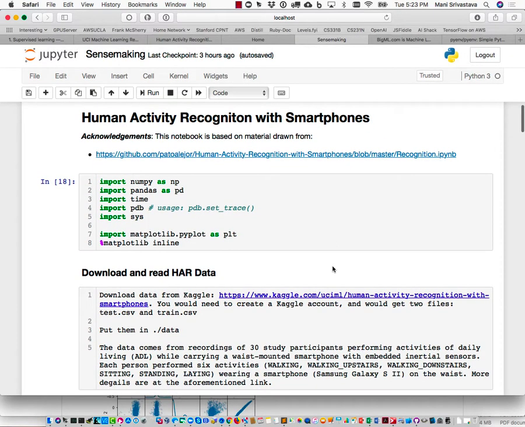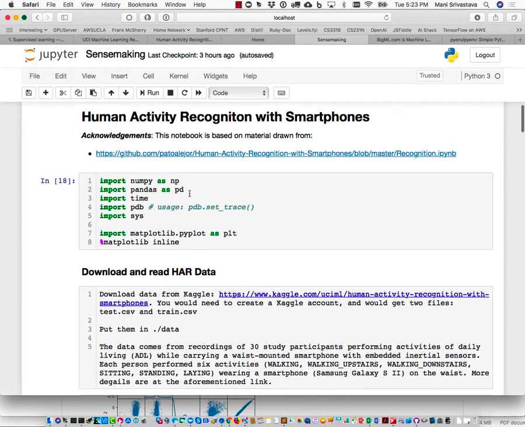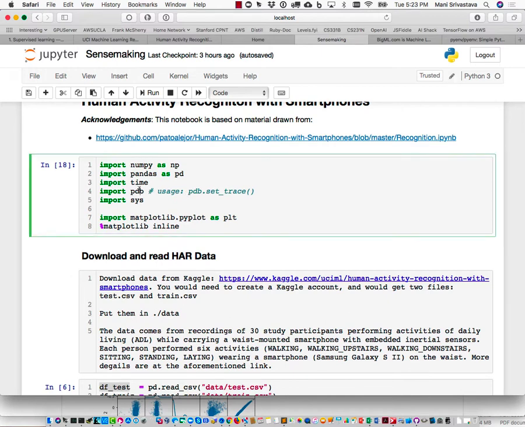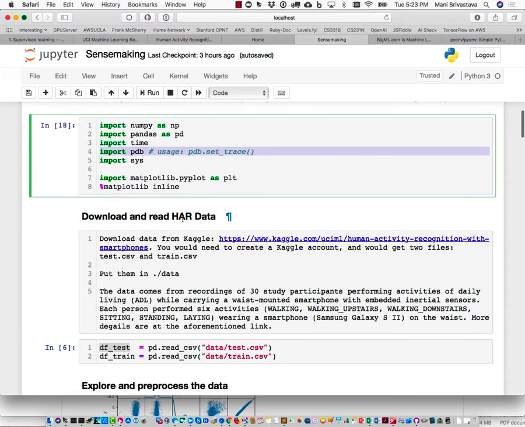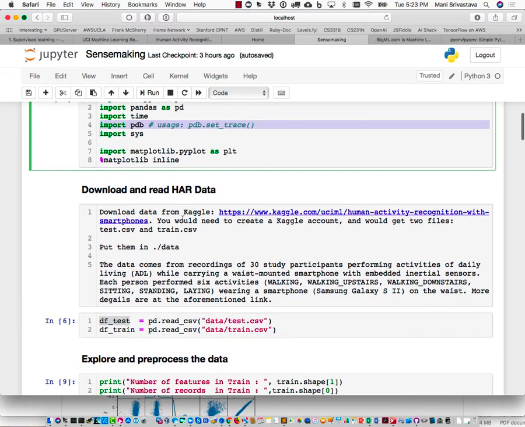Back here, there is some usual importing. Some useful things I find quite helpful: there's a Python debugger, which lets you set breakpoints, which is very useful. And then matplotlib, which lets you plot inline plots, also very useful.